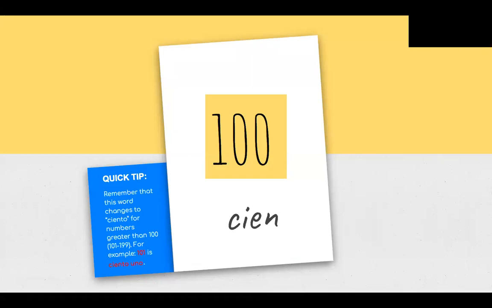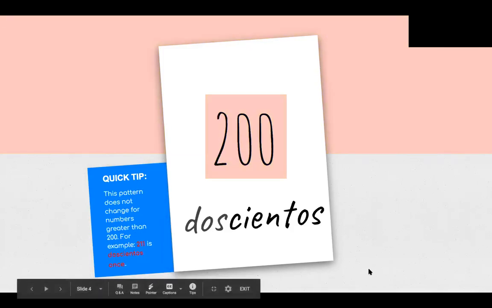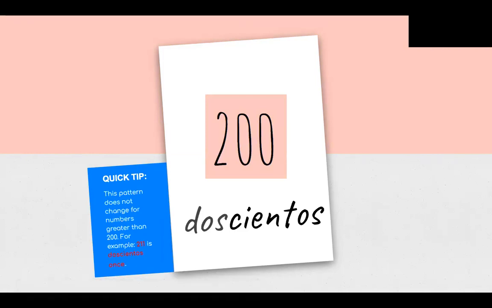So 101 in Spanish is ciento uno. 102, ciento dos. 103, ciento tres. 104, ciento cuatro. And so on. So if I get to 199, I'm going to say ciento noventa y nueve. So let's recap here. 200, doscientos. I just want to mention that if I'm talking about 201, it stays the same. It's not like 100 that changes. So I would say in Spanish, doscientos uno.